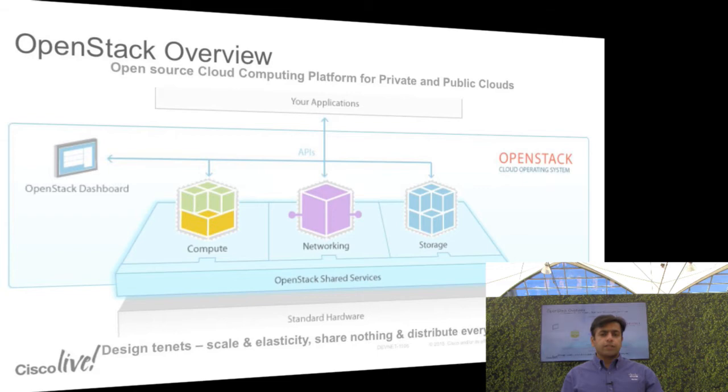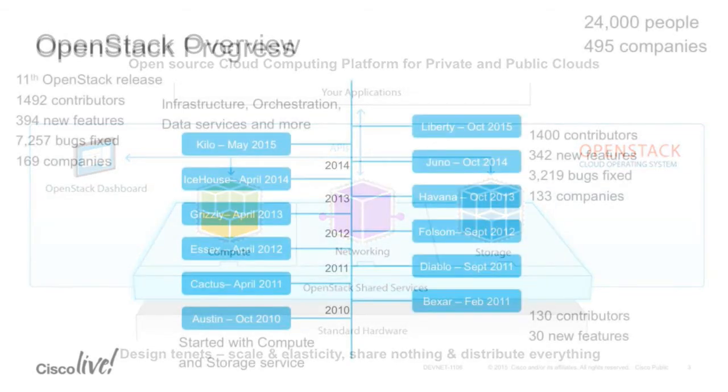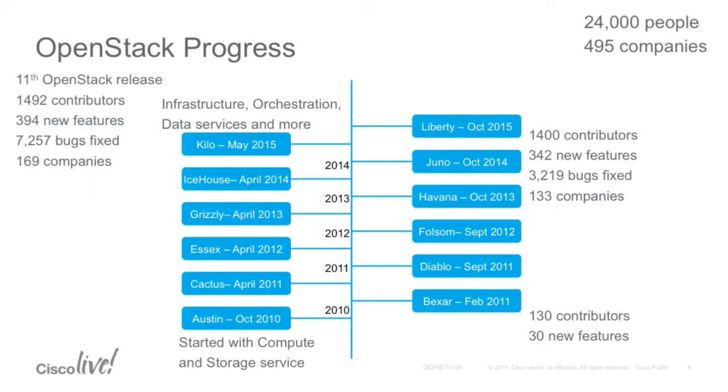But the number of services in OpenStack has expanded tremendously over the past few releases. So let me go through the progress that the community has gone through over the past releases. Initially the project started with just two projects, compute and storage. As you can see in the Austin release, back in October 2010, we had NASA contribute the compute code, codenamed Nova, and Rackspace contribute the storage code for the object storage service, codenamed Swift.